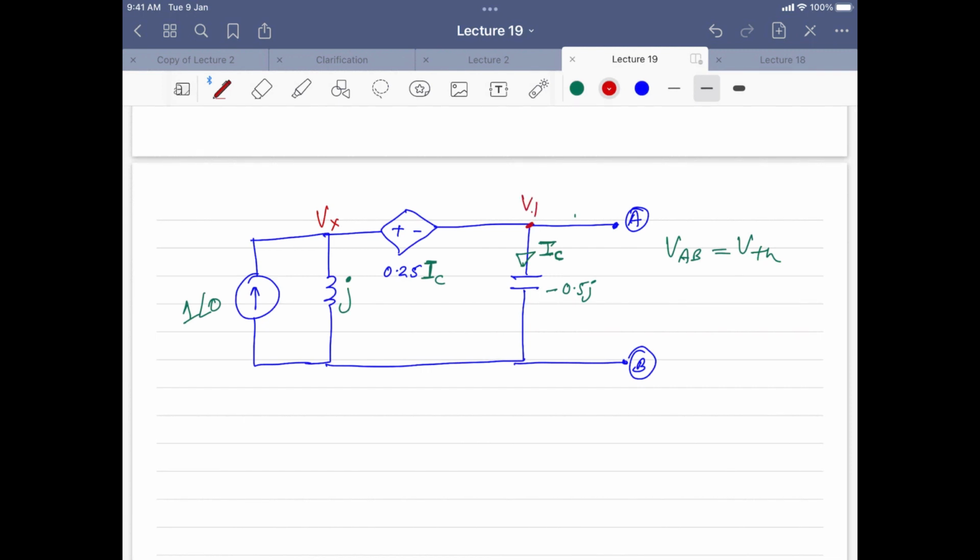So I will tell you what that is. Here it is VTH. Everyone will agree that this point will be VTH. This is ground. Is it okay? Yes, sir. So can you tell me what kind of strategy we can apply here? We have already discussed last time. Can anyone tell me? Super node. Yes. So we will apply super node analysis here.